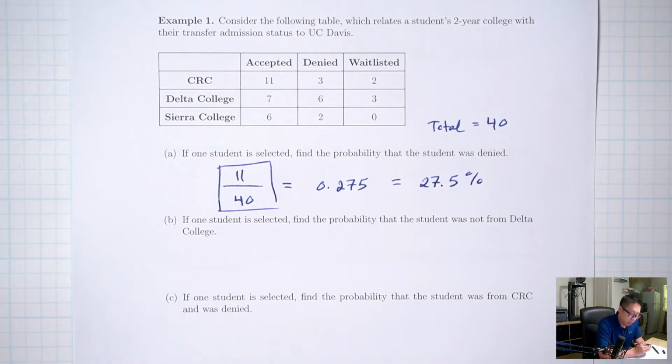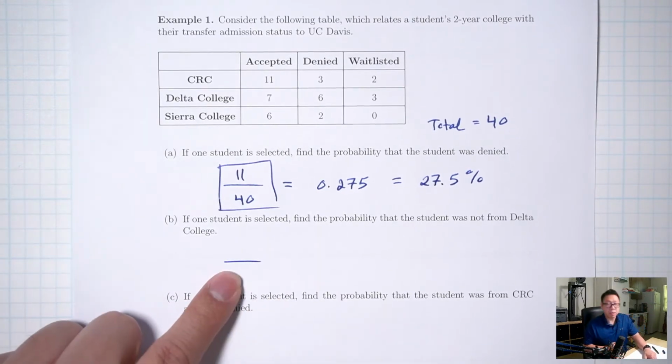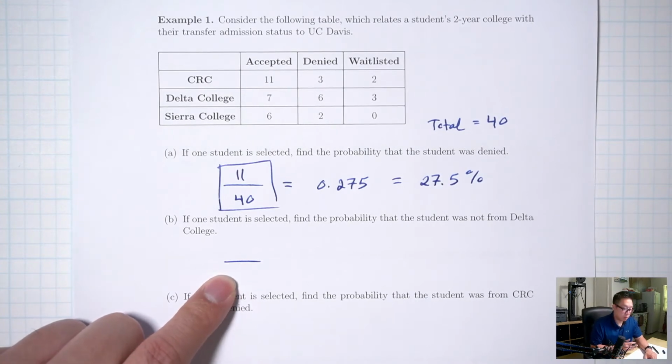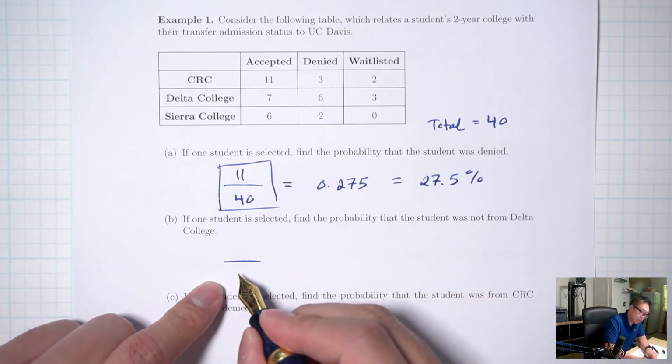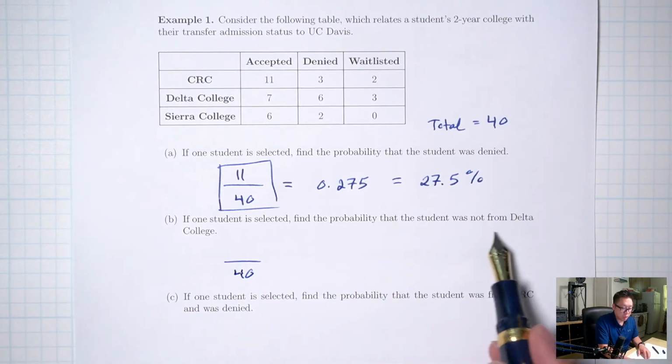Part B. If one student is selected, find the probability that the student was not from Delta College. Again, the bottom is going to be everybody, so everybody would be 40. Up top, how many students are not from Delta College?